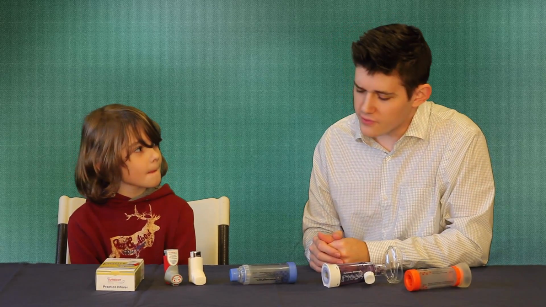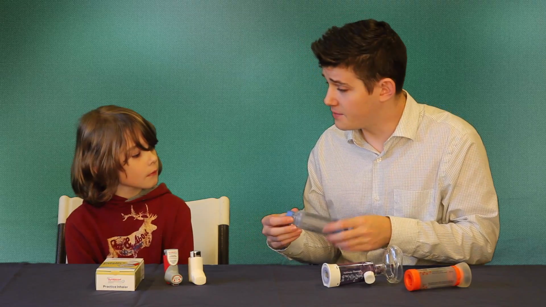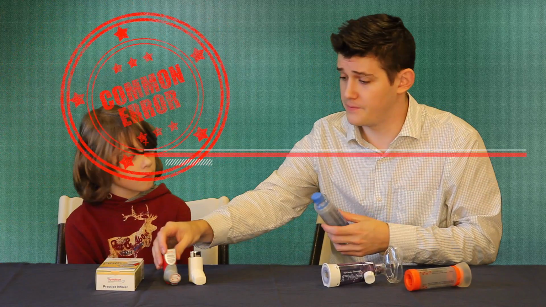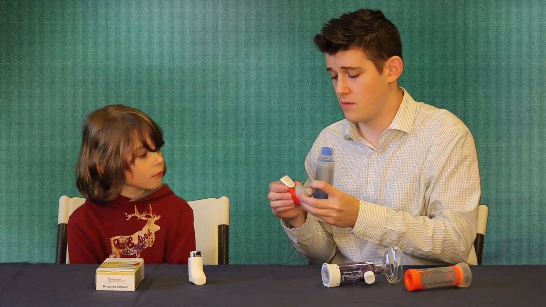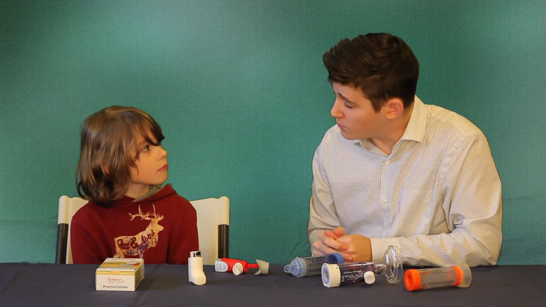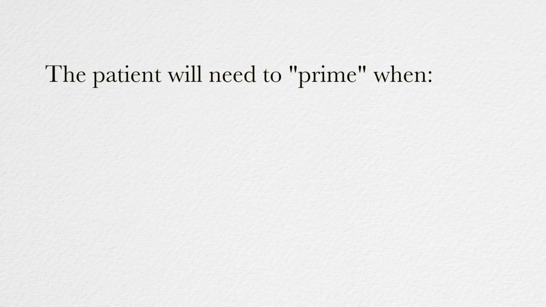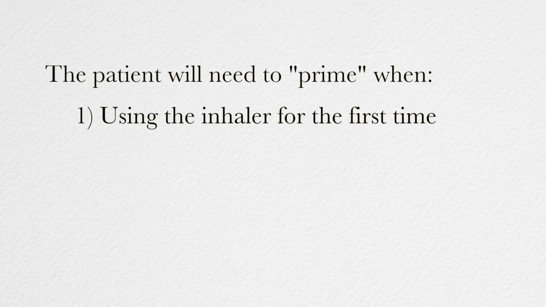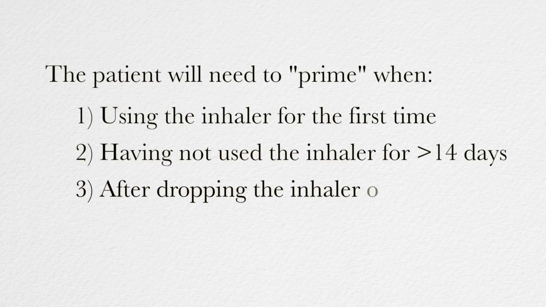Okay, X. The first thing we have to do is get everything ready, and the first step of that is taking the caps off the inhaler and the spacer. And then, we need to get the inhaler ready to use. We call that priming. The patient will need to prime their inhaler when using the inhaler for the first time, having not used the inhaler for more than 14 days, or after dropping the inhaler on the ground.